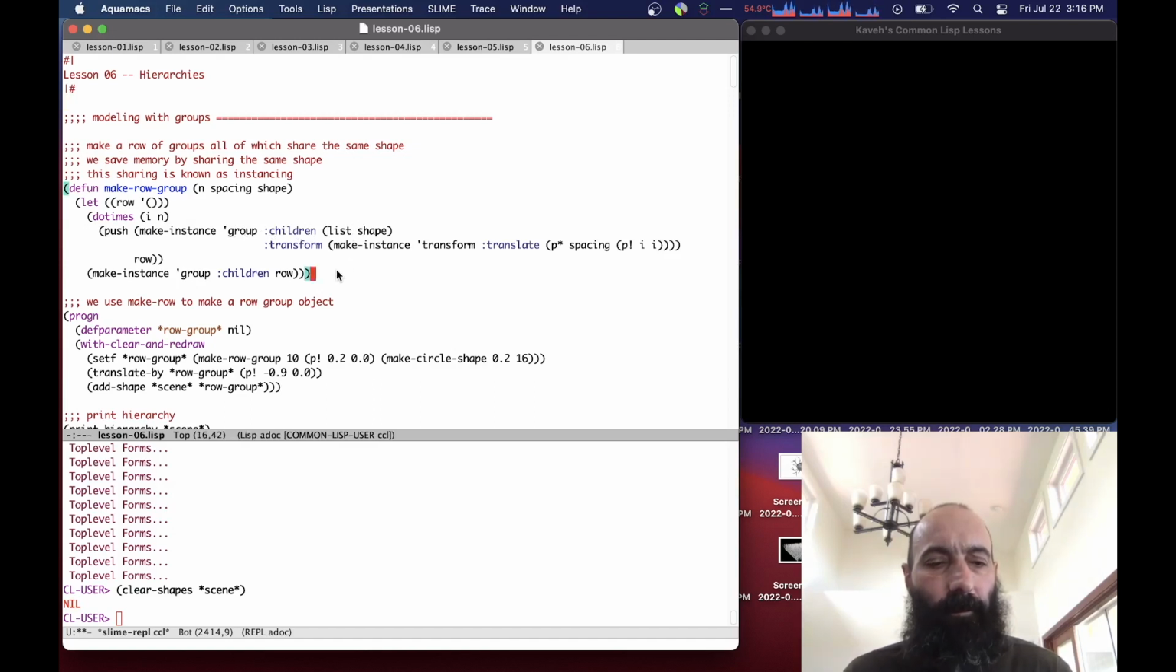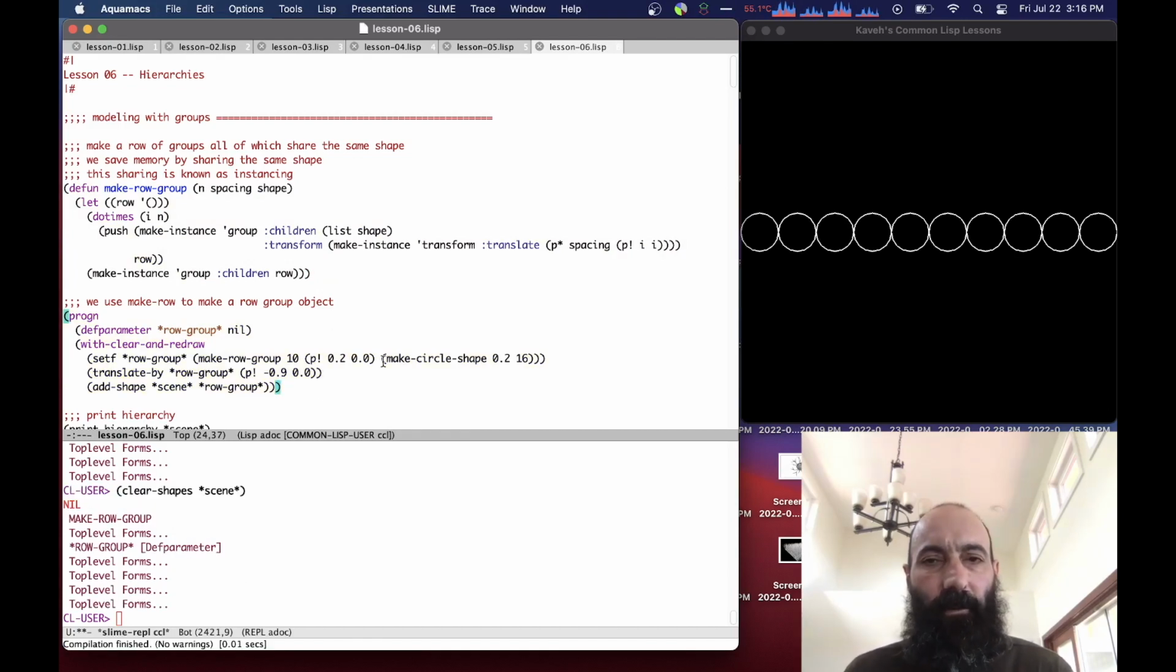So we're going to evaluate this thing that makes a row, and we're going to make a row of circles. What's interesting is that here we have 3, 4, 5, 6, 7, 8, 9, 10 circles. And what we really have is 10 transforms, 10 groups, each one of which has the same circle. In other words, they're all sharing the same circle.